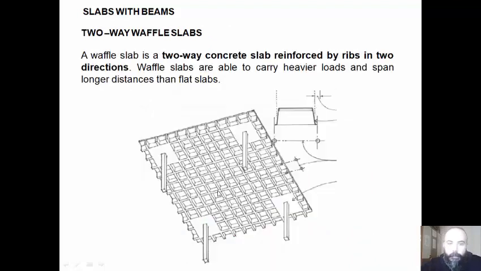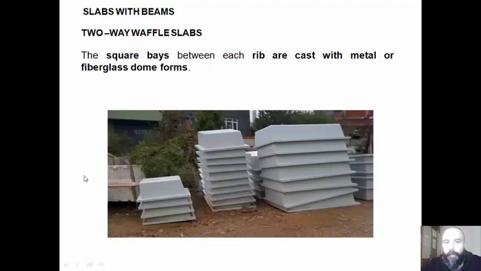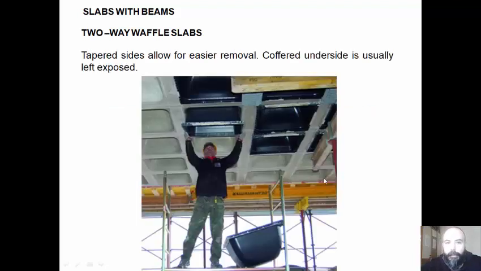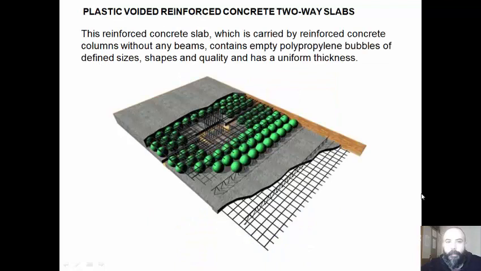A waffle slab is a two-way concrete slab reinforced by ribs in two directions. Waffle slabs are able to carry heavier loads and span longer distances than flat slabs. The square bases between each rib are cast with metal or fiberglass dome forms. Tapered sides allow for easier removal. The coffered underside is usually left exposed.